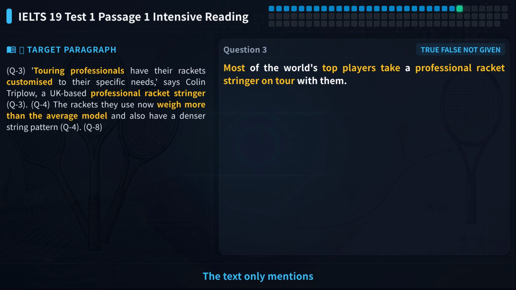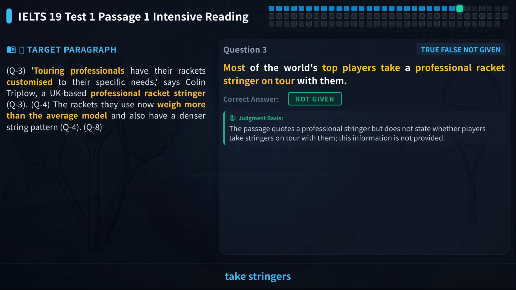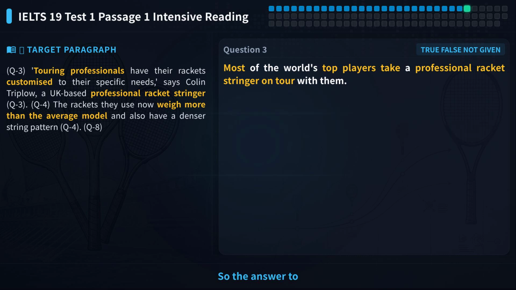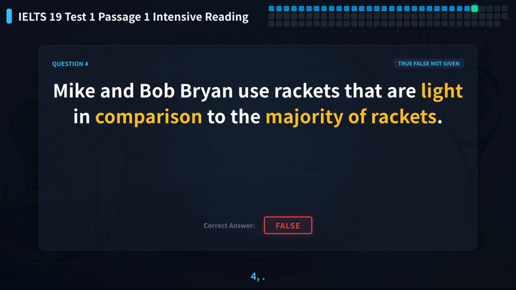The text only mentions rackets being customized, but says nothing about whether players take stringers on tour. This is a classic invented information, not a contradiction, so it is not false. So the answer to question 3 is not given. Let's look at question 4.